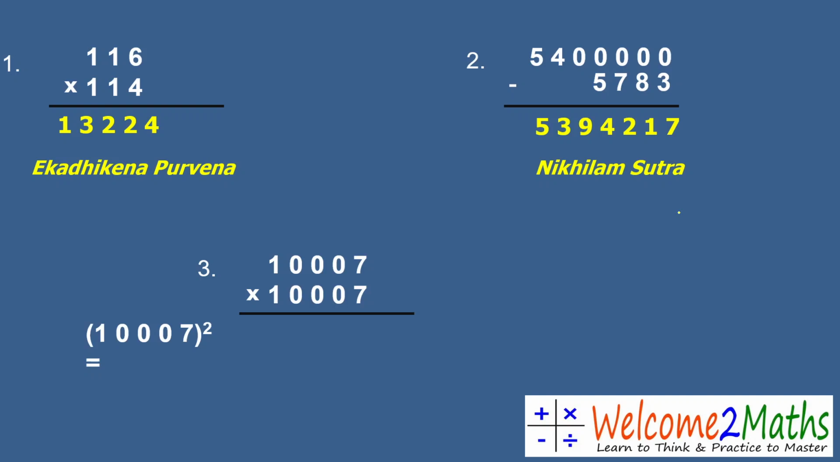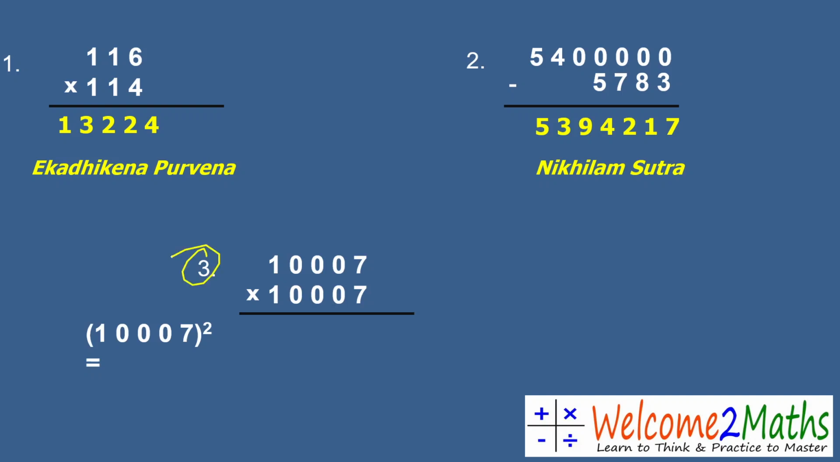Now let's solve the next one. It's 10,007 squared. So we have to solve 10,007 squared. If you solve this in the traditional way, it will take so much time. But let's solve it within a few seconds.